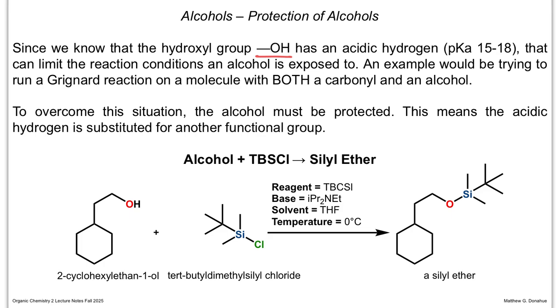The first one here is we're going to take advantage of the acidity of that H. So our alcohols have a pKa of about 15 to 18. So we're going to substitute H for some other group that's now inert. And so this is called a protecting group.